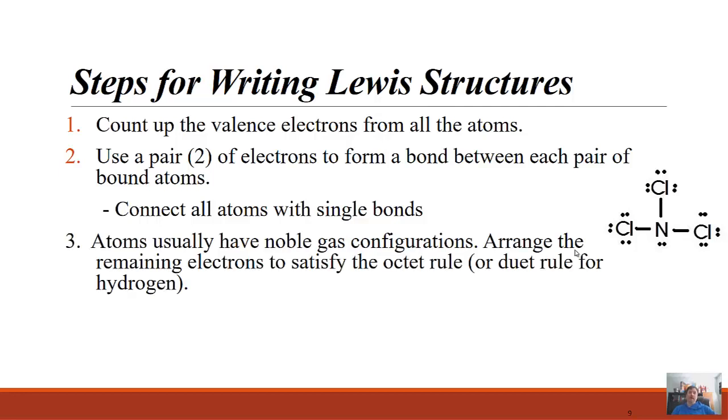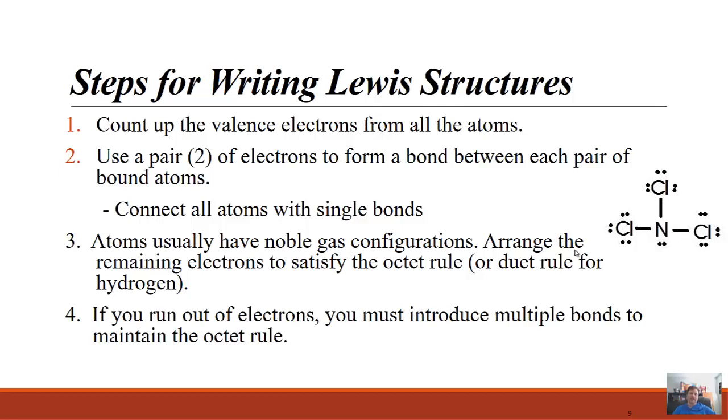Atoms, as I said, usually have a noble gas configuration. So what we're going to do is rearrange the remaining electrons to satisfy this. So each element wants to have a total of 8 valence electrons around it. Now, sometimes that doesn't work. If we happen to run out of electrons before everybody has 8, that's when we've got to introduce the idea of double bonds and triple bonds. That way they're sharing more. And we'll see some examples of that going forward.